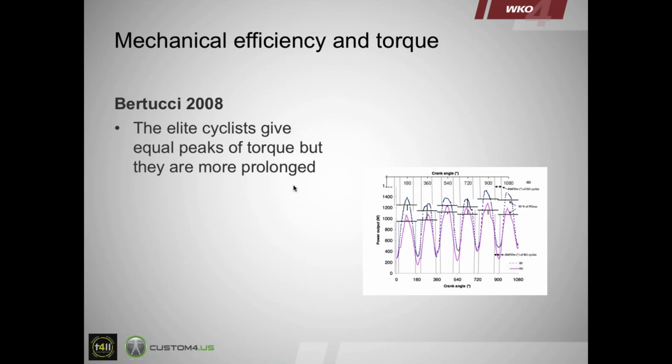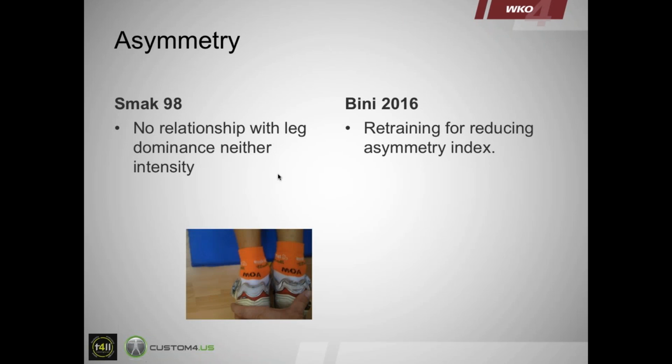Another study, Bertucci in 2008, explained more or less the same: that the professional cyclists' peaks are more or less equal, but they are prolonged in time. So they have better peaks than the non-pro cyclists. About asymmetry, like we have seen in the other webinar about asymmetric cycling, there was no relationship between leg dominance and intensity, and retraining is a good strategy to correct this asymmetry index.